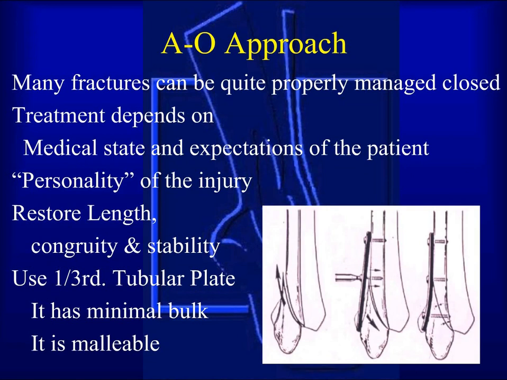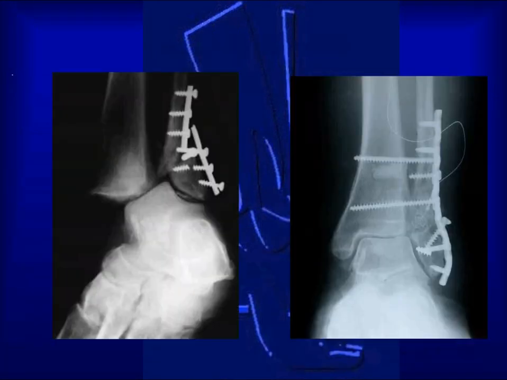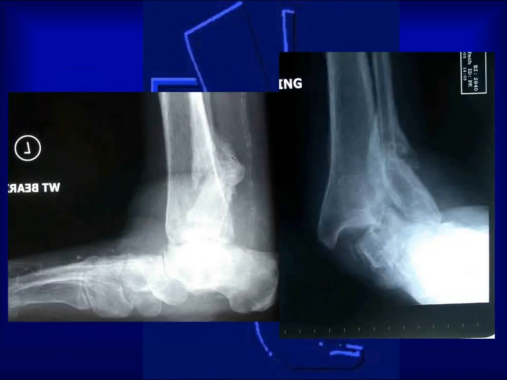Match the personality of the patient. Restore length, restore congruity, rigidly internally fix, rehabilitate. It doesn't always work. This is a well-fixed fracture in a diabetic. It didn't unite. It ended up needing revision fixation, bone grafting, OP1, and a bone stimulator.